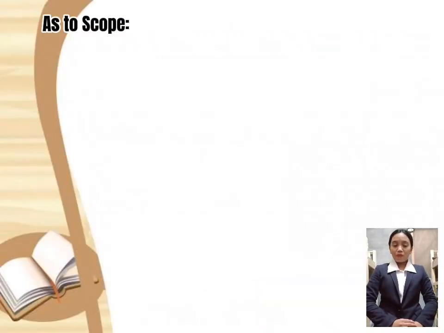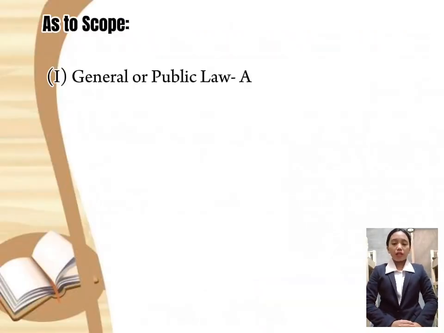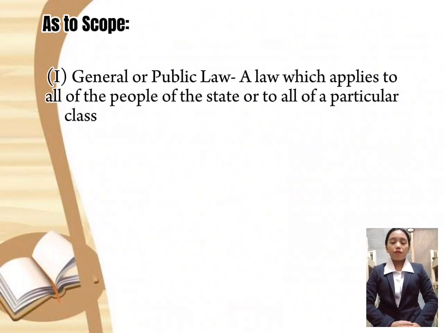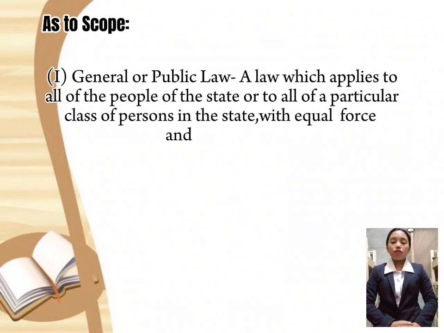As to scope: general or public law, a law which applies to all of the people of the state or to all of a particular class of persons in the state with equal force and obligations. Example: criminal law, international law, political law.